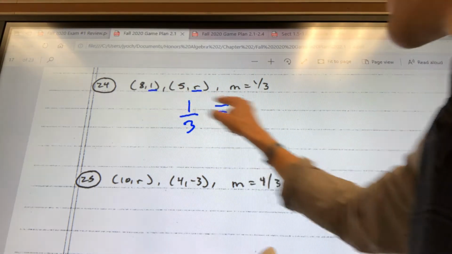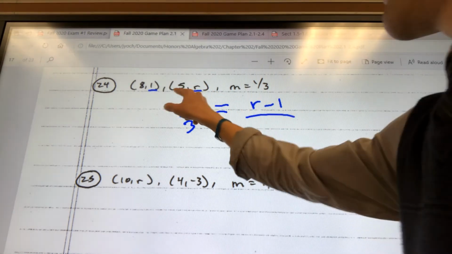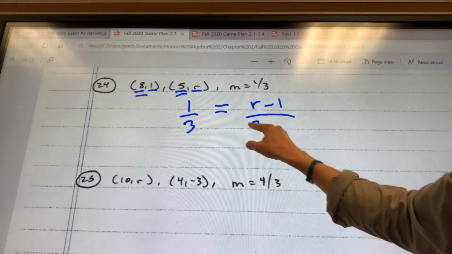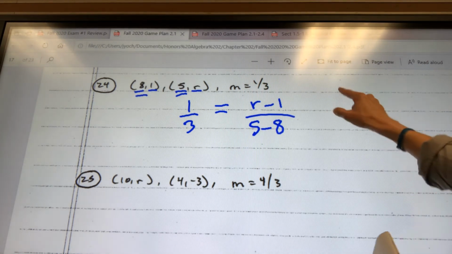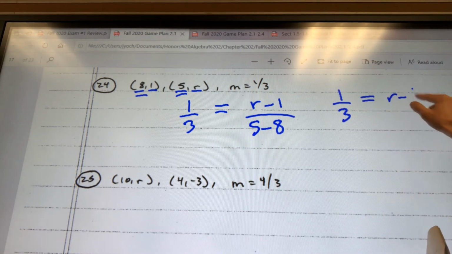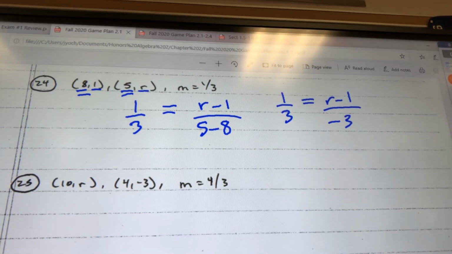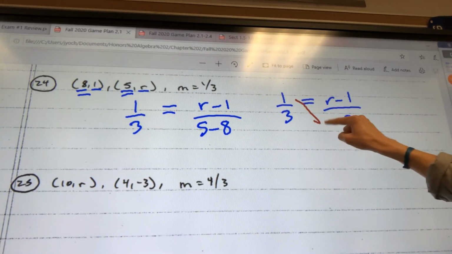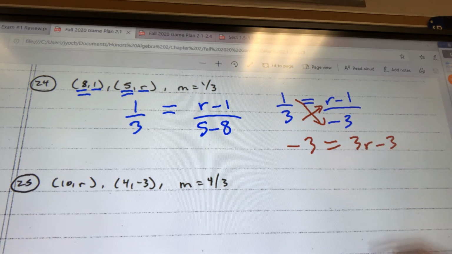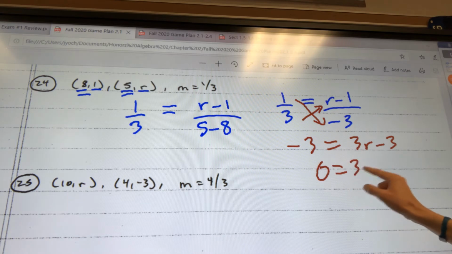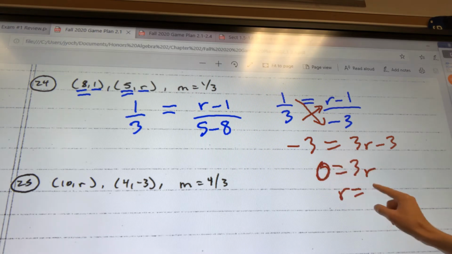Again, that's a y value, so r minus 1 over 5 minus 8. I'm going to put the r first as the y value there. Okay, so I have 1 over 3 is equal to r minus 1 divided by a negative 3. All right, negative 3 is equal to 3r minus 3. 0 is equal to 3r. R is equal to 0.